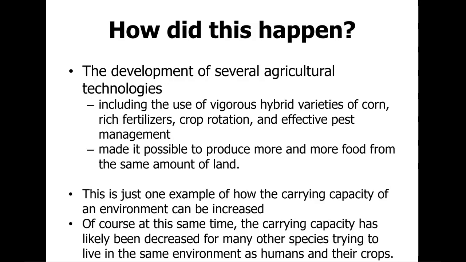That's going to help make it possible to produce more and more food in the same amount of time and with the same amount of land. So that's just one example of how the carrying capacity of an environment can be increased. And of course, at the same time, this carrying capacity has likely been decreased for many other species trying to live in the same environment as humans and their crops, unfortunately.